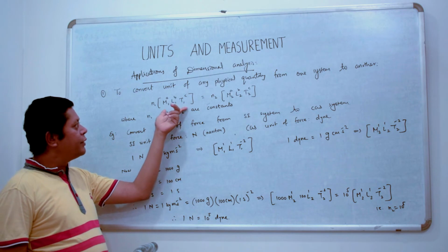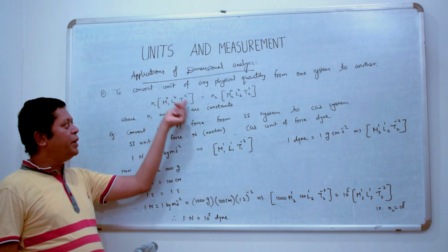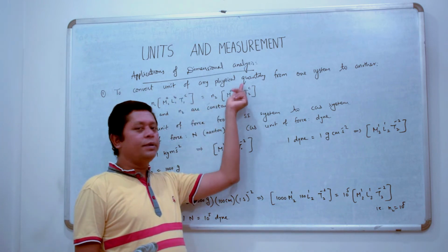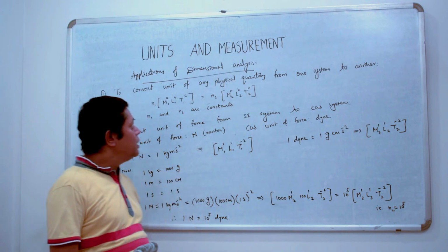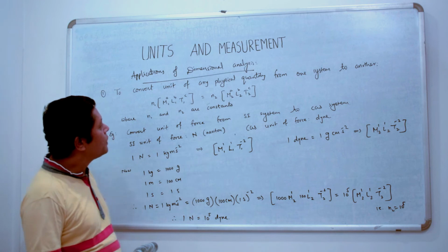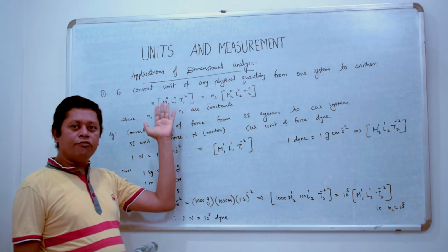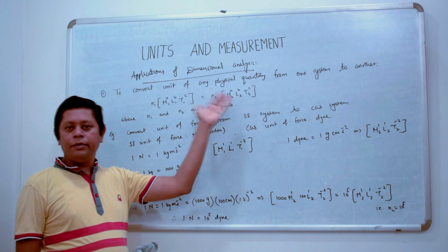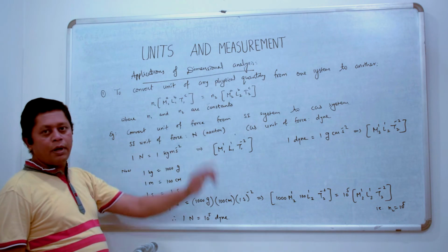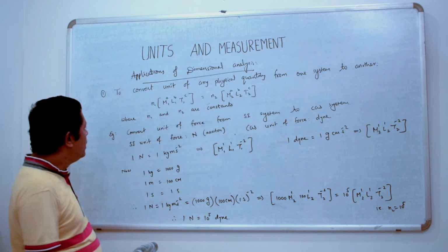The relation you can write for that is n1 [M1^a L1^b T1^c] = n2 [M2^a L2^b T2^c]. Here M, L and T have powers a, b and c. M1, L1, T1 are the dimensions in system 1. M2, L2 and T2 are the dimensions in system 2. n1 and n2 are the multiplying factors. They are the constant values.